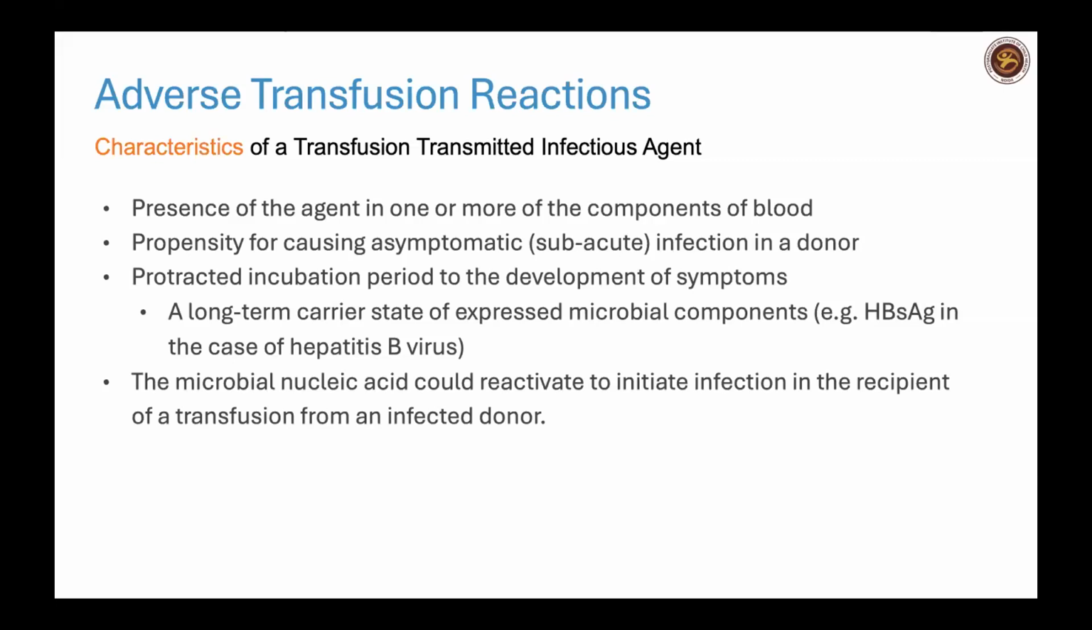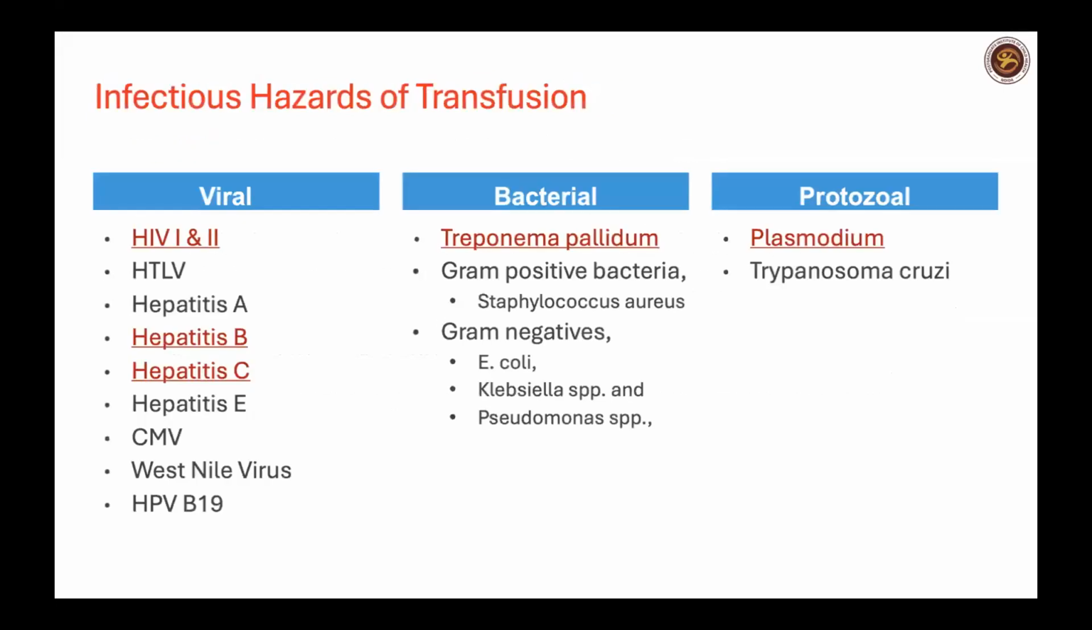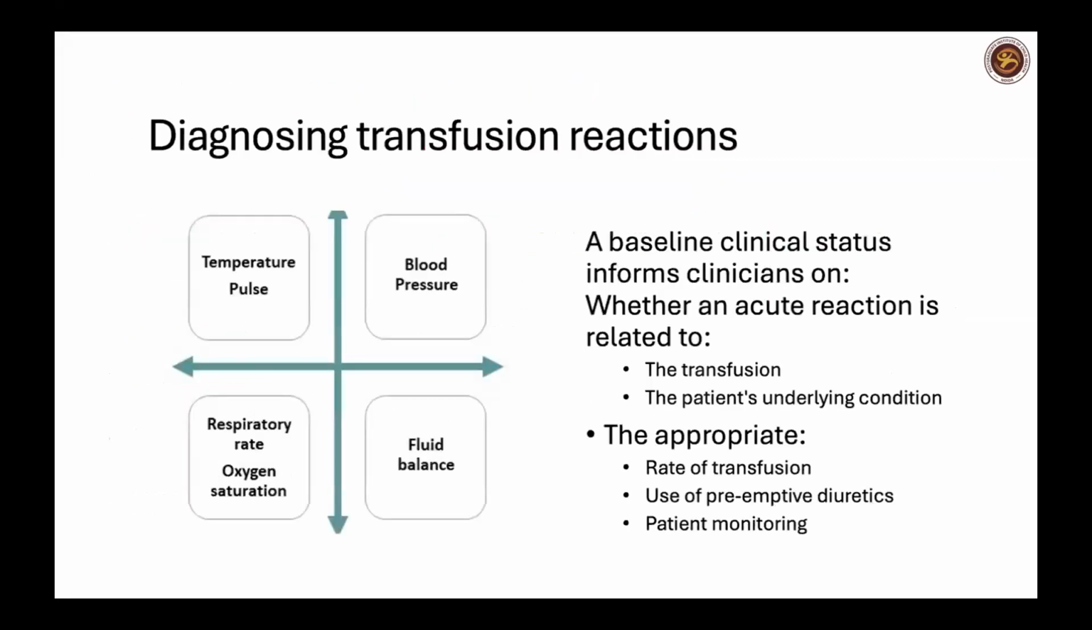So if there is an agent which has all these four characteristics, it is classified as a TTI. There is a battery of organisms which have been proven to be transmitted through blood, but as per our government initiative and guidelines, we are testing for only 5: 3 viral, HIV, Hep B, Hep C, 1 bacterial, that is Treponema, and 1 protozoal, that is Plasmodium. These are the minimum mandatory testing that we are offering in our blood services.